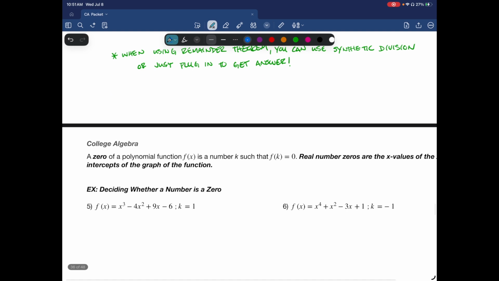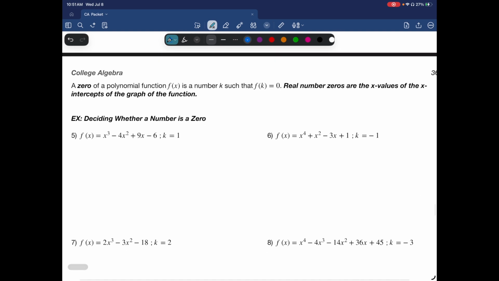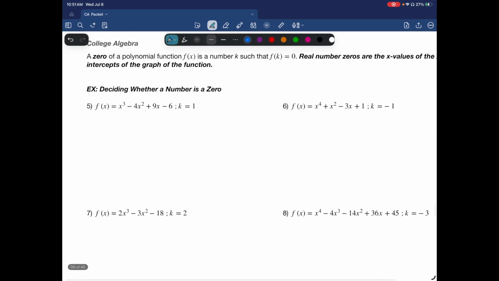Now, a 0 of a polynomial function f of x is the number k such that f of k equals 0, meaning that if I have a remainder of 0, then what I divided by is a 0 of the function, meaning at that point it crosses the x-axis. Real number zeros are the x values of the x-intercepts of the graph of the function. So we're trying to decide whether or not these are actually zeros of the function.